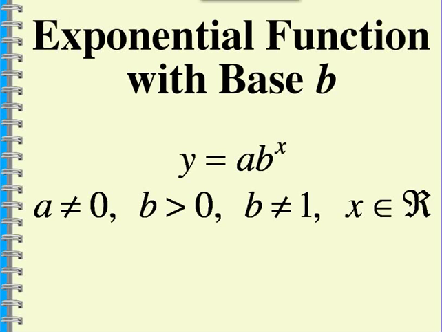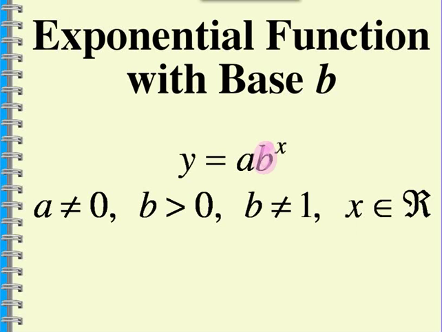An exponential function with base b: y equals a times b to the x power. We call b here the base. What do you call x? The exponent. So we have a times b to the x power. That is an exponential function with base b. A few things about a, b, and x. A can't be 0, because what happens if a is 0? The whole thing's 0, so you have no exponential function.